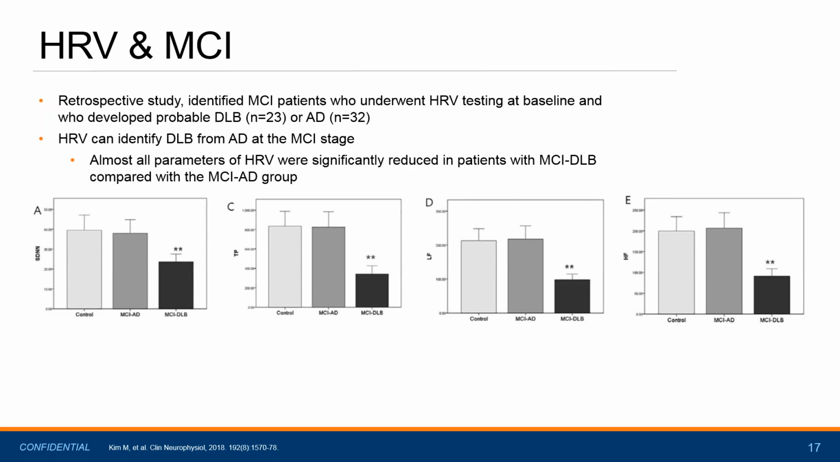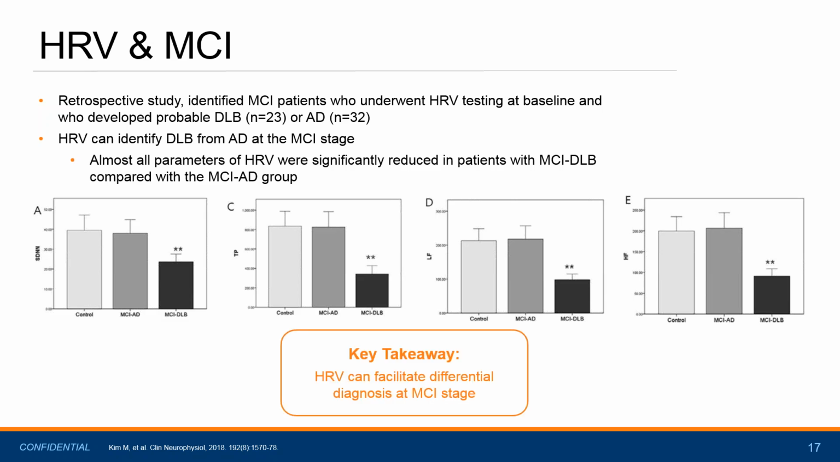And then when they looked at the low frequency band and high frequency band, they saw a reduction in both of those as well. So not really a shift towards sympathetic or parasympathetic like we've seen in PTSD or in depression, but here just an overall reduction in vagal tone. What they're concluding, and really for the first time, is that heart rate variability can facilitate differential diagnosis at a mild cognitive impairment stage, which is huge.